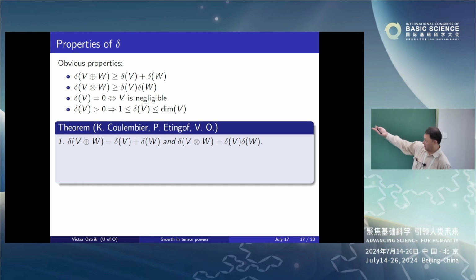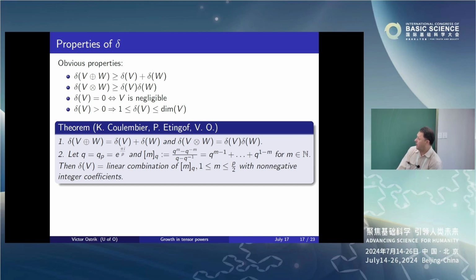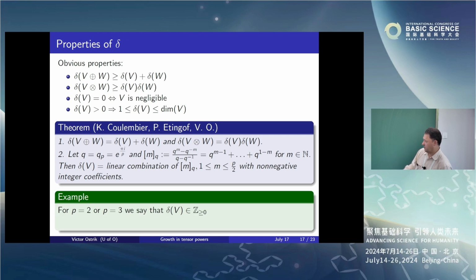So first of all, this invariant is really additive and multiplicative, which is a good thing. Another thing is that the possible values of this invariant are very much restricted. The possible values are linear combinations of quantum numbers with non-negative coefficients. Quantum numbers are something like this, where Q is some very specific root of unity. But in practice, it means something very concrete.